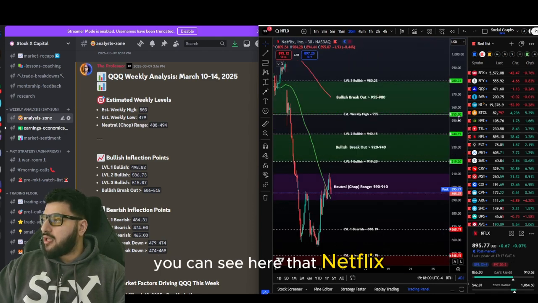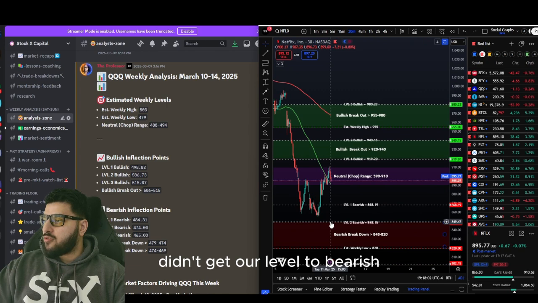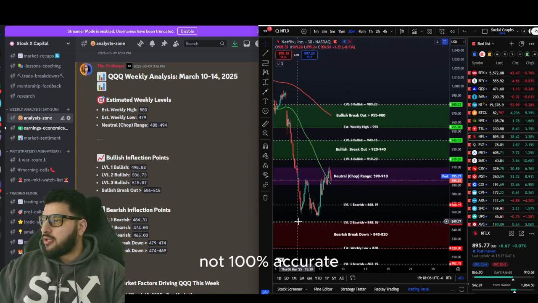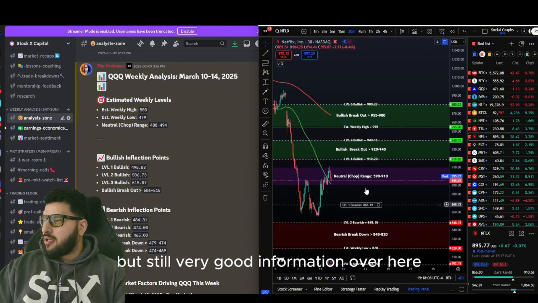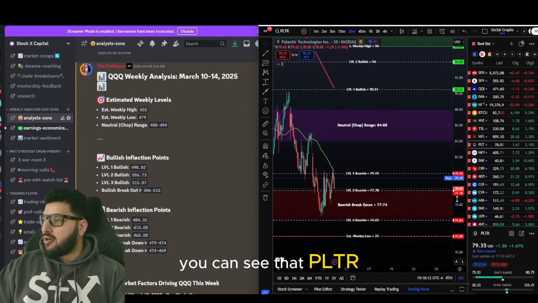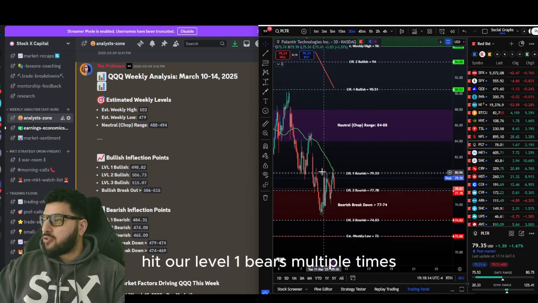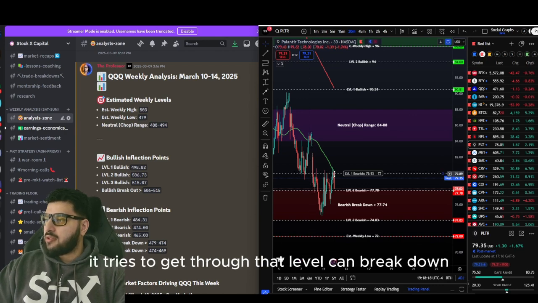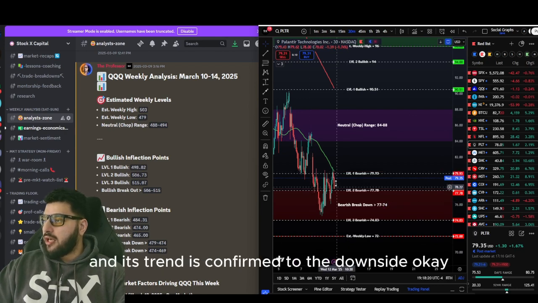You can see here that Netflix didn't get our level 2 bearish and pretty much ripped around there. Not 100% accurate, but still very good information over here. You can see that PLTR hit our level 1 bearish multiple times, over 3 instances. It tries to get through the level, can't break down, and its trend is confirmed to the downside, okay?